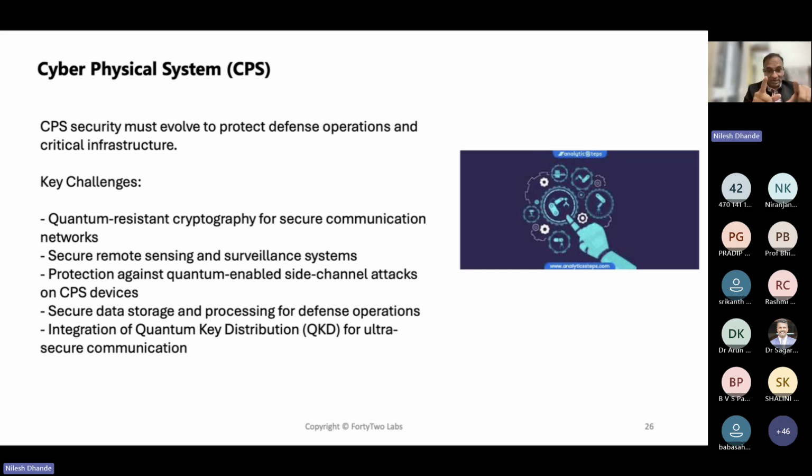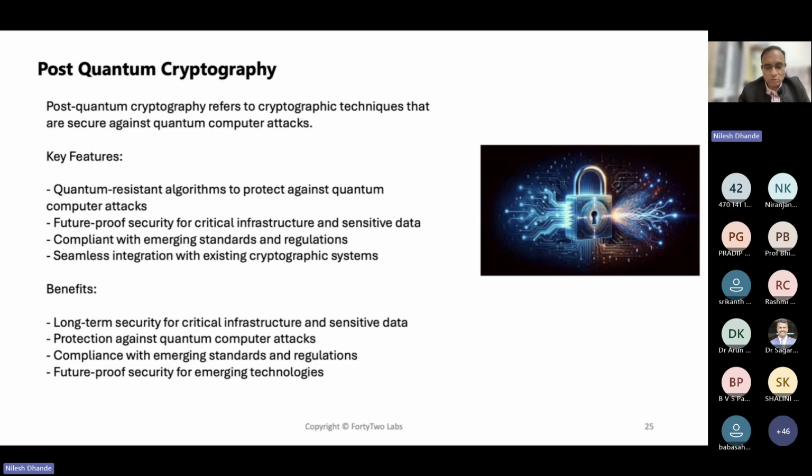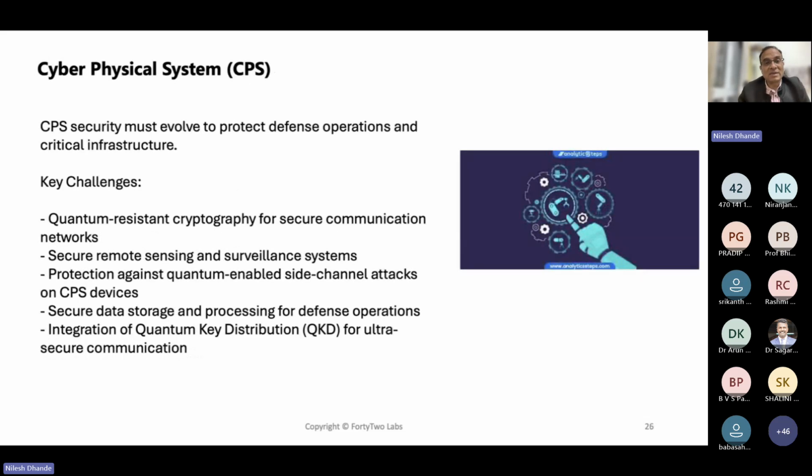Even if the attacker looks at the key changes, right? So that is the importance of the cyber physical system. So what are the ways to protect ourselves from the quantum computer? The protection is post-quantum cryptography, and then there are cyber physical systems that you can employ for protecting yourself from various attacks from the cyber.